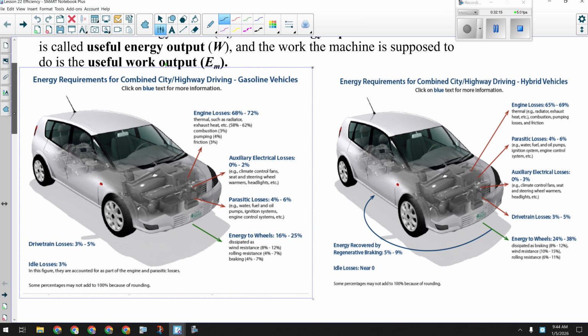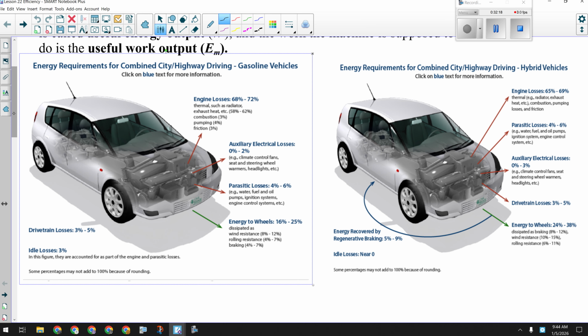If you have an internal combustion engine, you've got drivetrain losses and idle losses. So if you're just sitting at a stoplight and your car is idling, are you still using fuel? Is it doing anything good for you? Maybe keeping you from freezing to death. It's cold outside. Okay, but it's certainly not powering the car forward. So when all is said and done, okay, the energy to the wheels is 16 to 25%.